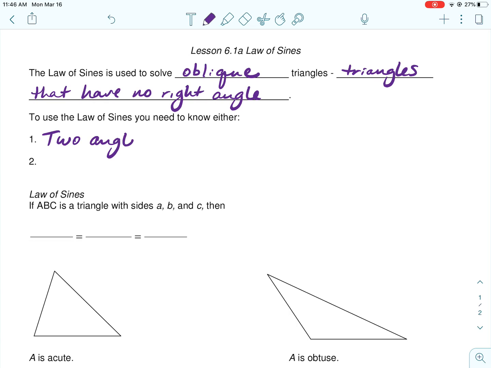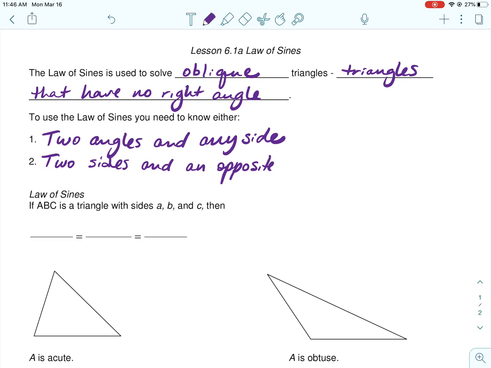So one case when you use law of sines is when you know two angles and any side. And then the second case is when you know two sides and an opposite angle.